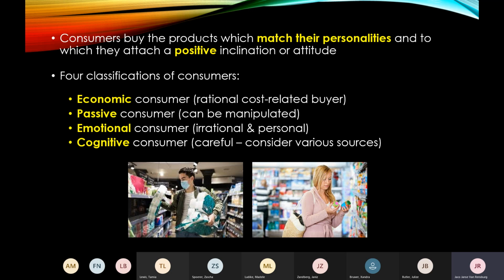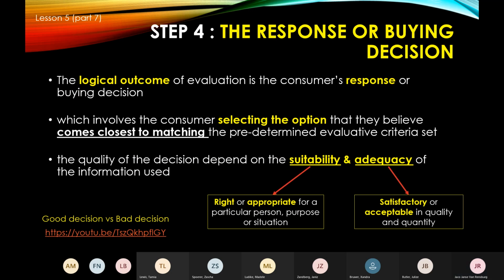And then you've got your cognitive consumer who is extremely careful, doesn't make a decision until they have considered all the various sources and options that are available. They usually want to take much longer because of the careful nature, to make a final decision. We've set criteria for ourselves. We know what our type of consumers are. We know what our personalities are. And now we get to the point where we have to make a decision to buy.